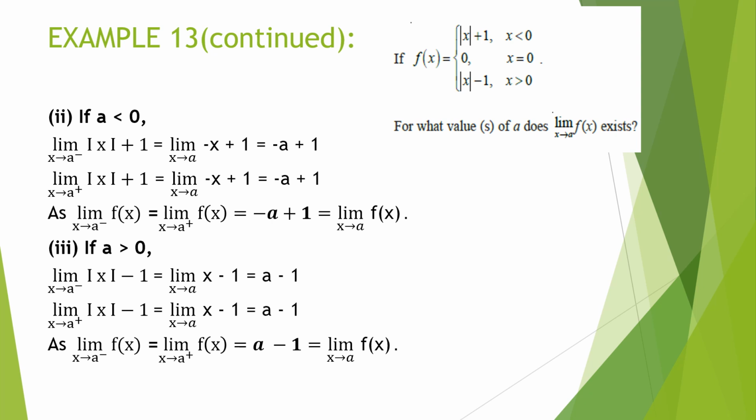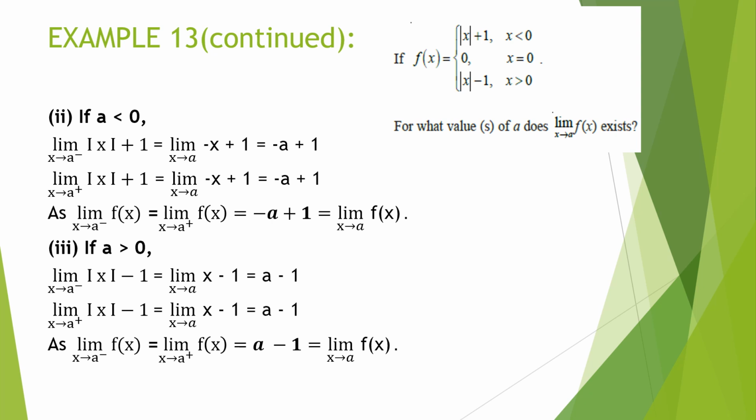Second case, if a is less than 0. In this case, we again find the left hand and right hand limits. Remember, a is less than 0. Limit x tends to a minus means we are approaching a from the left hand side. Now remember, in this case, which definition of function will you use? Since your a is less than 0, you will use the definition f(x) = |x| + 1, because when a is less than 0, this is what we need to use. So don't get confused. In this case, we use f(x) = |x| + 1.